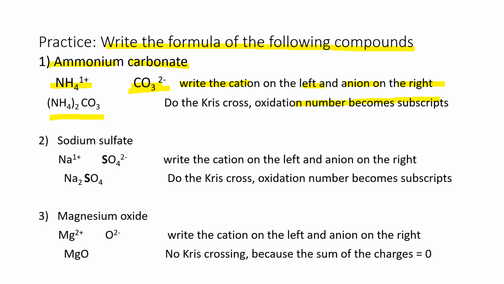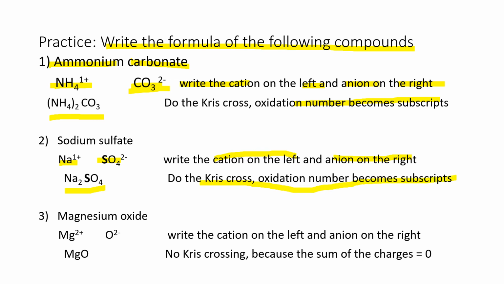Number 2, sodium sulfate. Again, cation on the left, anion on the right. So the cation is Na 1 positive, SO4 2 negative on the right. So do the crisscross, Na2SO4 is the formula. The oxidation numbers become subscripts.